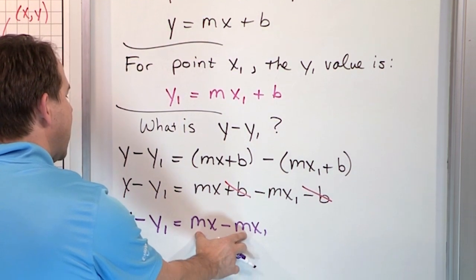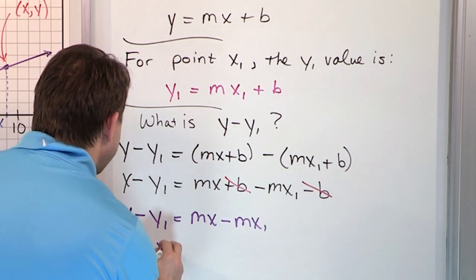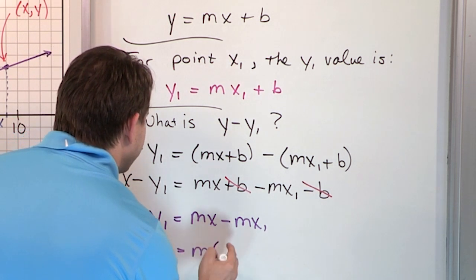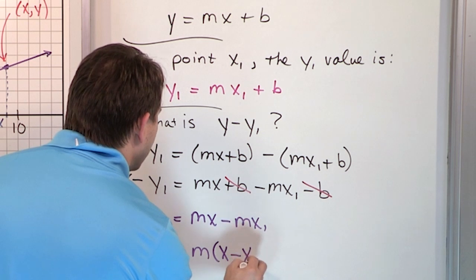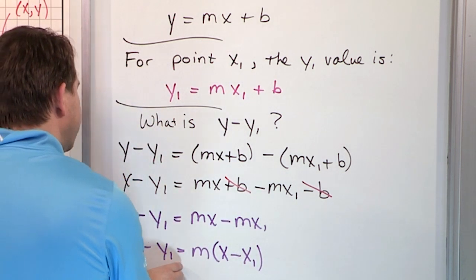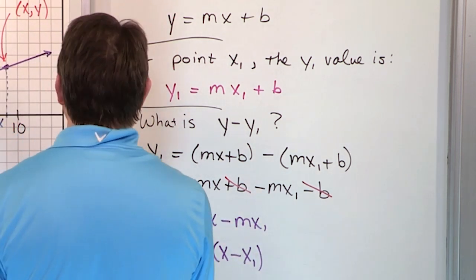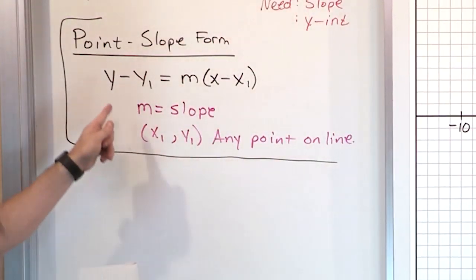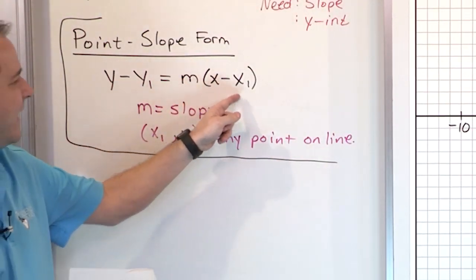But notice I have a common m, so let me pull that out. y minus y1 equals m times, what do I have in here? x minus x1. y minus y1 is equal to m times x minus x1.